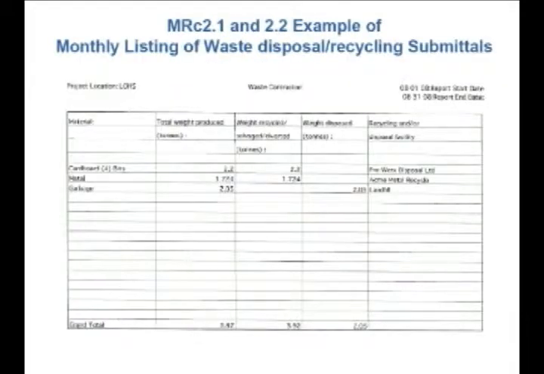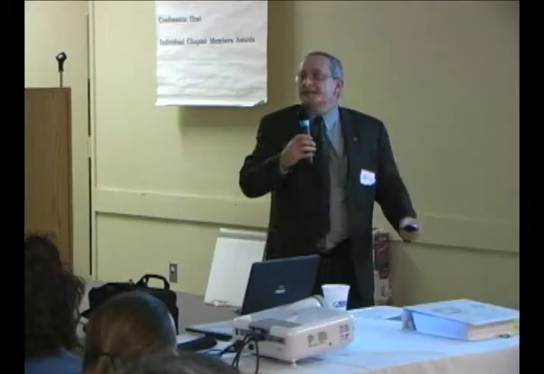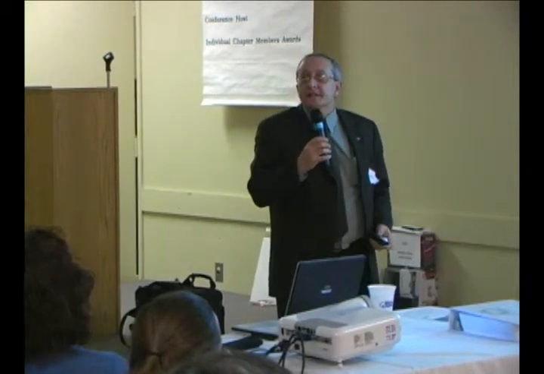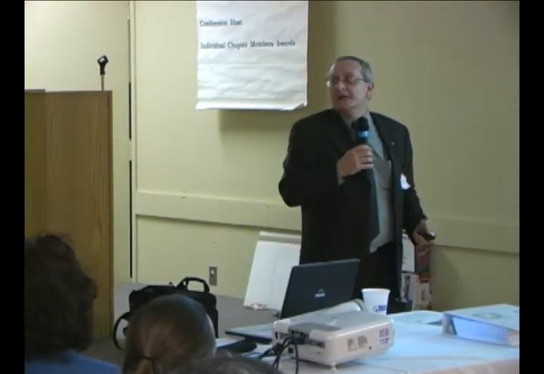This is an example of a monthly listing of waste disposal recycling submittals, where it's identifying the material, the total weight of the product, the weight recycled, salvaged, diverted, weight disposed of, and the recycling and/or disposal facility. You have to have a table like this and keep track of it as you go through the project. Otherwise, how else are you going to be able to demonstrate that you met the 50 or 75%?